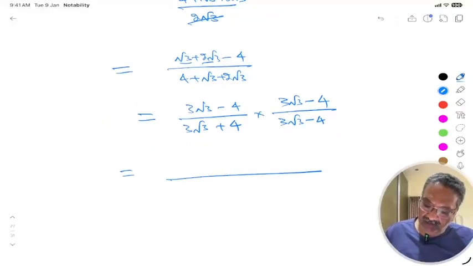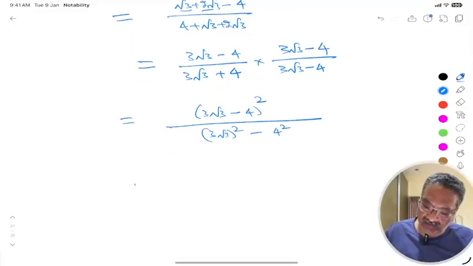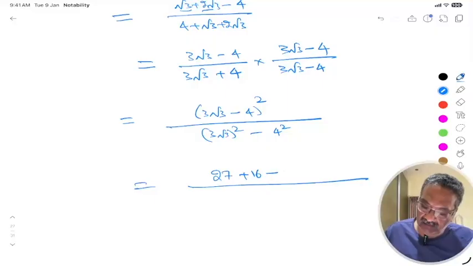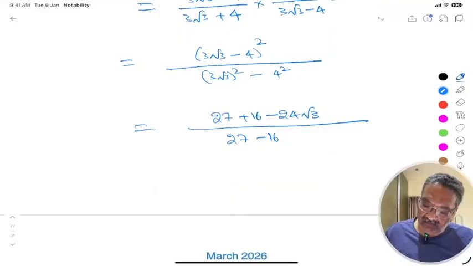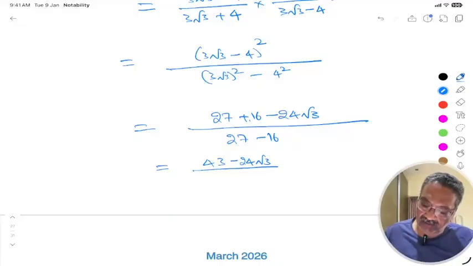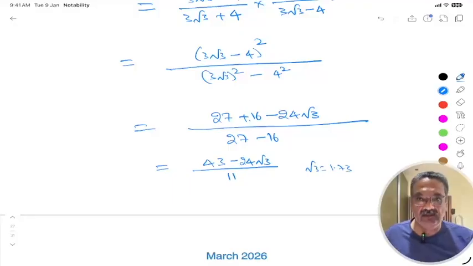This will be a plus b into a minus b, which is 3 root 3 whole square minus 4 square. The numerator, 3 root 3 minus 4 whole square, is the square of this: 3 3s are 9, 9 3s are 27, plus 16, minus 4 2s are 8, 8 3s are 24 root 3. The denominator will be 27 minus 16. So this is 27 plus 16 is 43, minus 24 root 3 divided by 27 minus 16, which is 11. You can keep it as it is, or you can also take root 3 as 1.73 and solve this further.